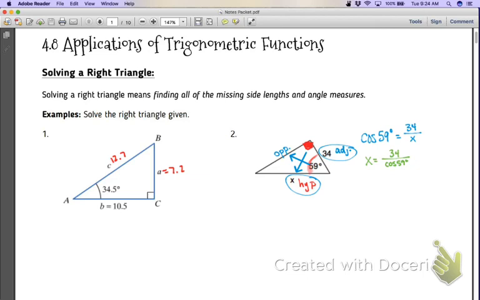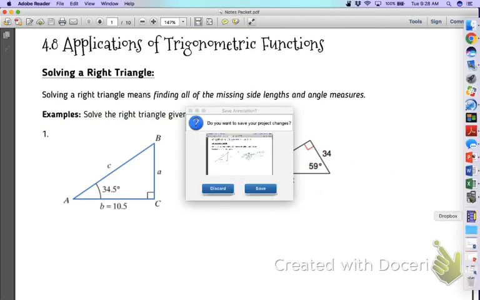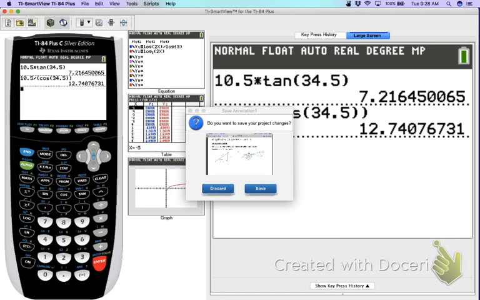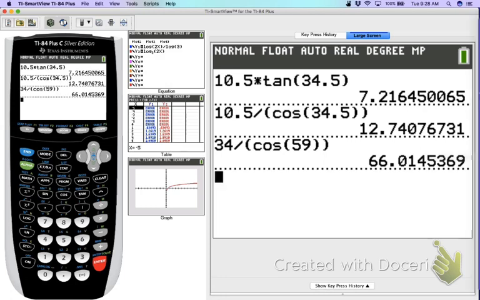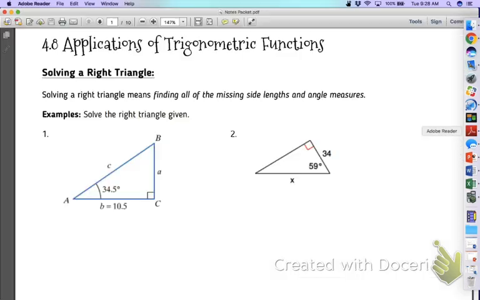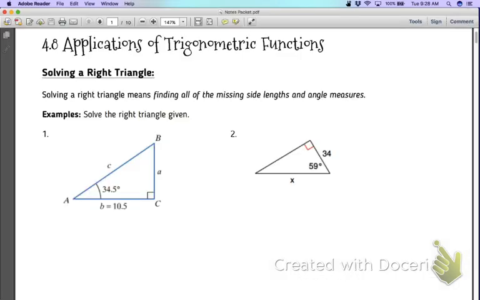I'm going to go to my calculator, and I'm going to type in 34 divided by cosine of 59 degrees and get 66.0 as far as my side length is concerned. So x is equal to 66.